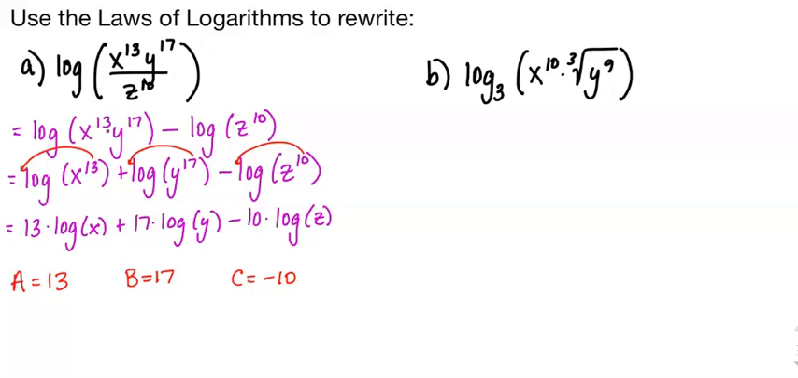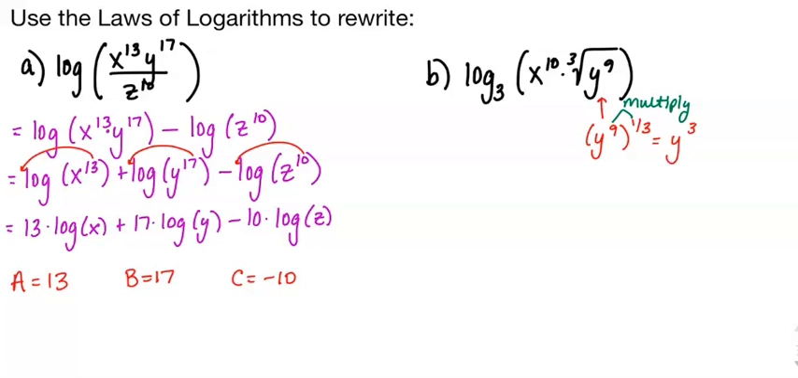Now let's look at this second one. So we have log base 3 of x to the 10th times the cubed root of y to the 9th. So let's think about some rewriting that we can do with this cubed root of y to the 9th. A cubed root is the same thing as having a 1/3 power. So y to the 9th on the inside is really being raised to a 1/3 power when we have a cubed root. Anytime you have a power raised to another power, we're going to take those exponents and multiply them together. So in this case, 9 times 1/3 is just y to the 9/3, which is 3.